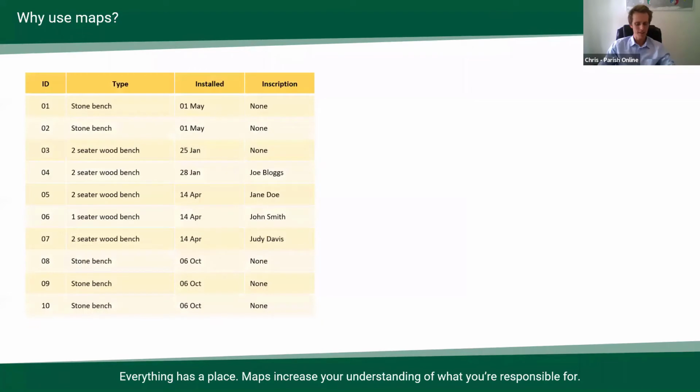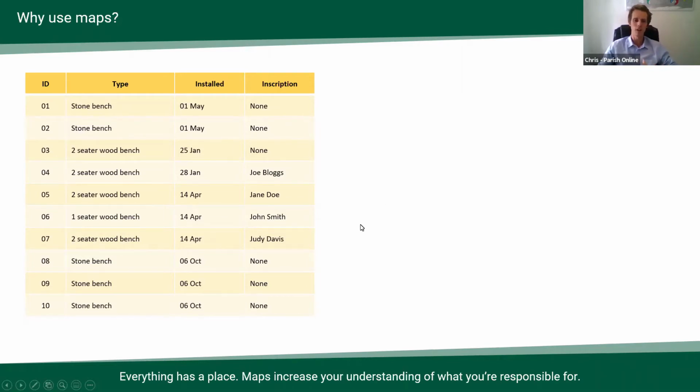The very first thing we should cover is why you should use maps in the first place. Parish Online is a mapping tool at its heart, but actually it's a tool to help you communicate with your colleagues and with the public. So in this example, we take this list of benches as an example. And this is a perfectly valid record of benches. It gives me some IDs and what they are and when it was installed and who the inscription is on it. And that's all fine.